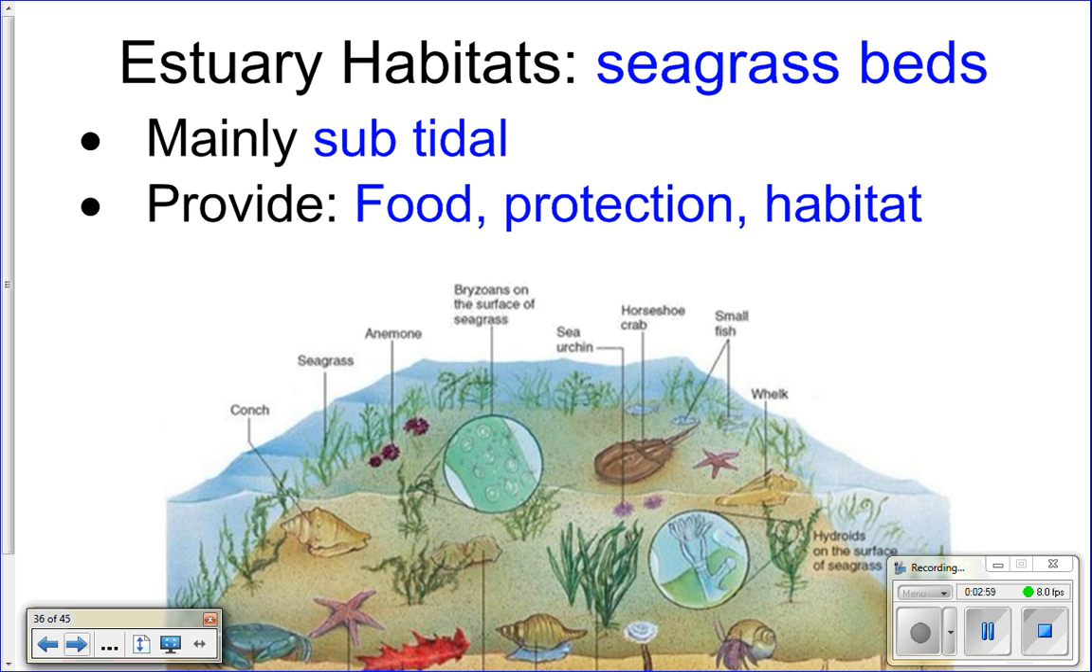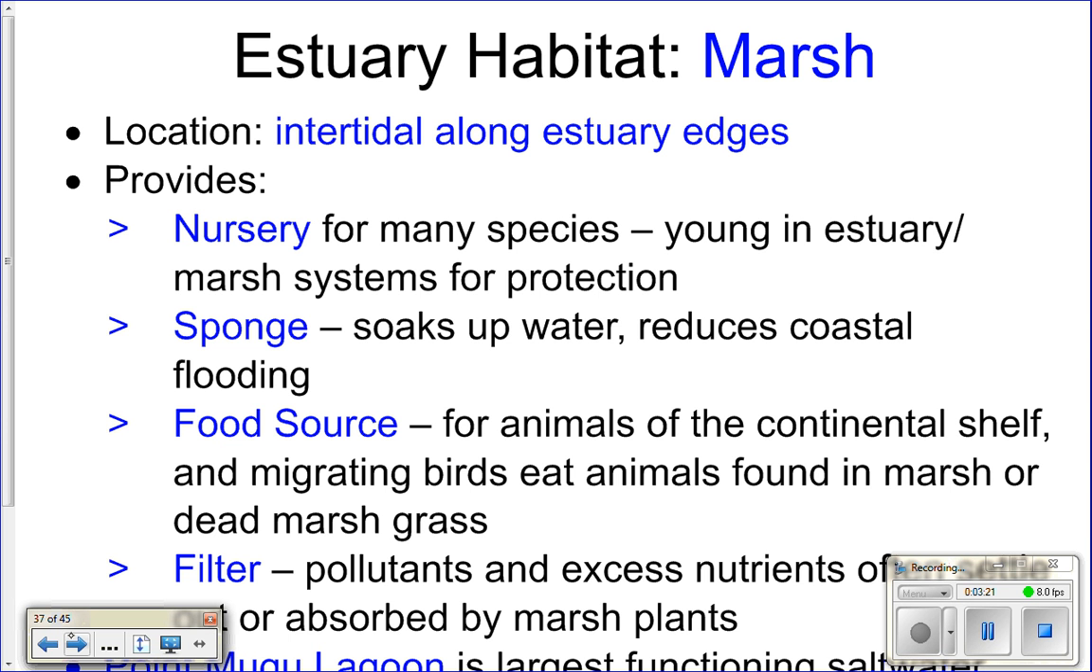And seagrass beds are very, very important for a lot of different reasons. One of the reasons is they provide food for lots of different animals. They also help to provide protection from predators for many different animals and a place to live. So food, protection, and a habitat. Again, subtidal regions of some estuaries.